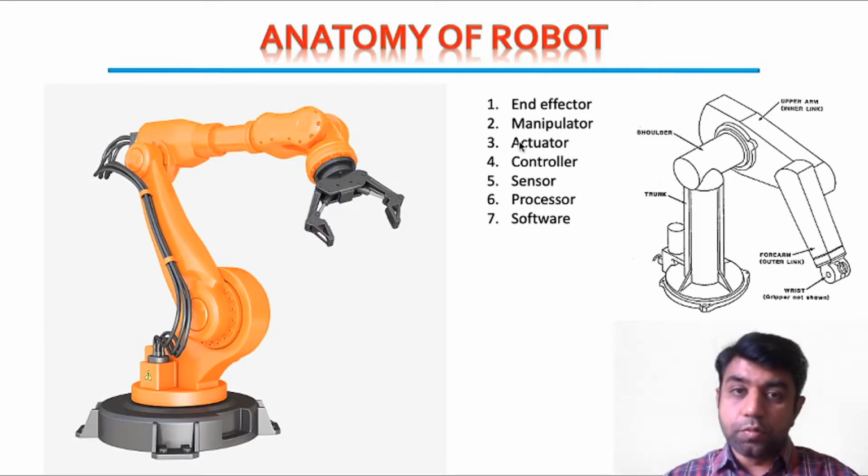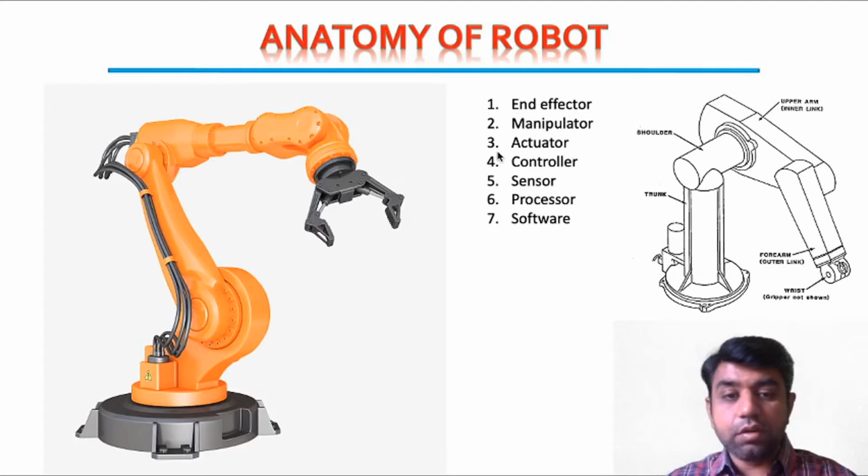In order to control the actuator, we are using the controller, right, and we are also using different kinds of sensors if it is a second generation robot, which will act as a guiding element to the manipulator or the end effector. Another thing we require is a processor through which we can program the robot. And lastly, the software on which we can write the program, right? So this is the normal anatomy of a robot.